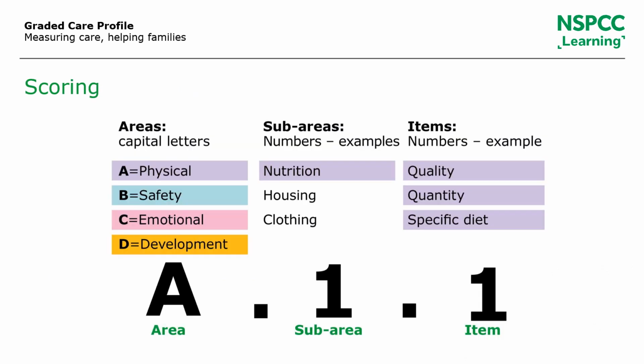Okay, so let's recap how we score. You've got your main areas there: physical, safety, emotional and development, broken down into A, B, C and D. Each of those main areas has smaller areas, so point 1 would be nutrition under physical, point 2 would be housing, point 3 would be clothing. Then each of those is broken down into really specific areas for you to focus on. In this circumstance, they're looking at A, which is physical, 1, which is nutrition, and then 1 again, which is the quality of the food or drink that's on offer, the quality of that nutrition.